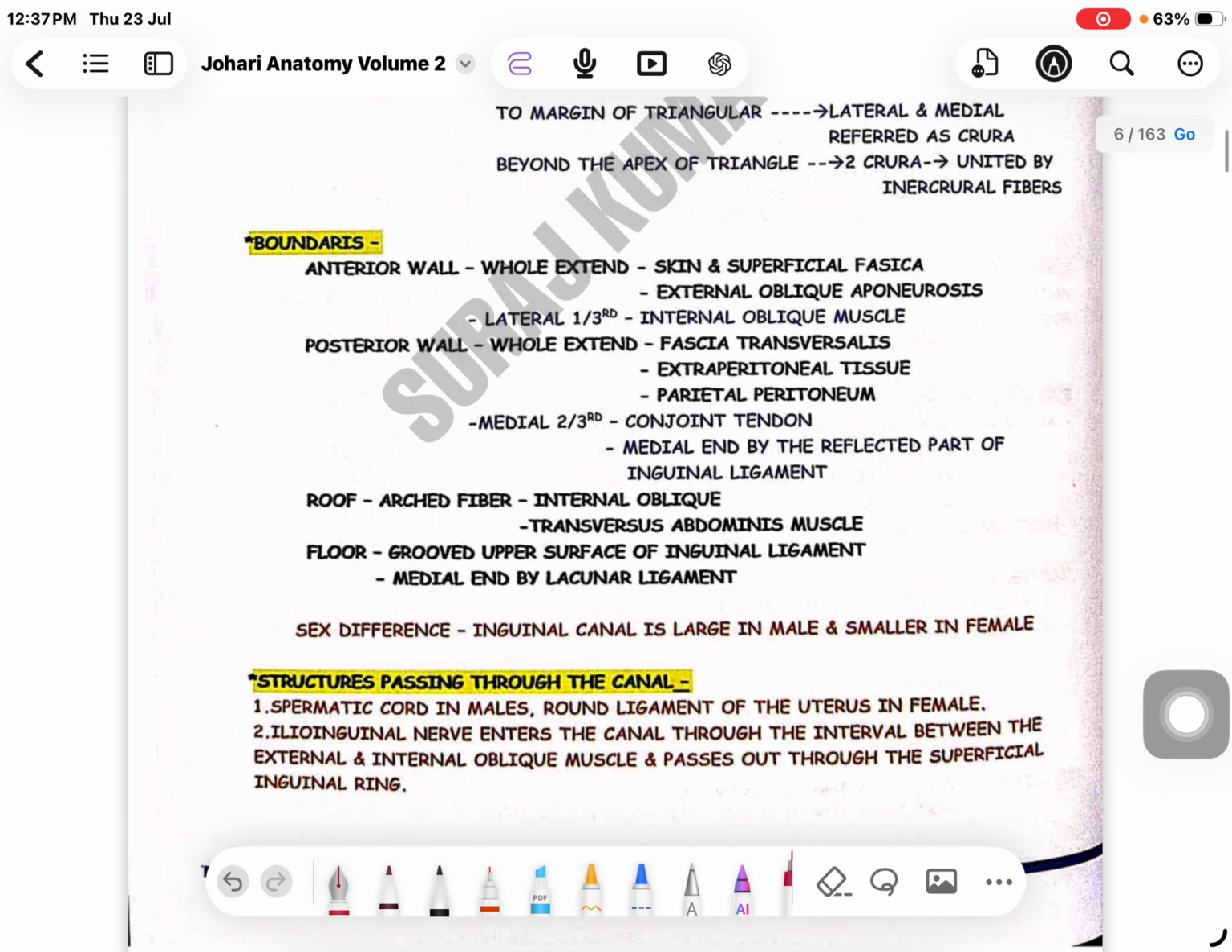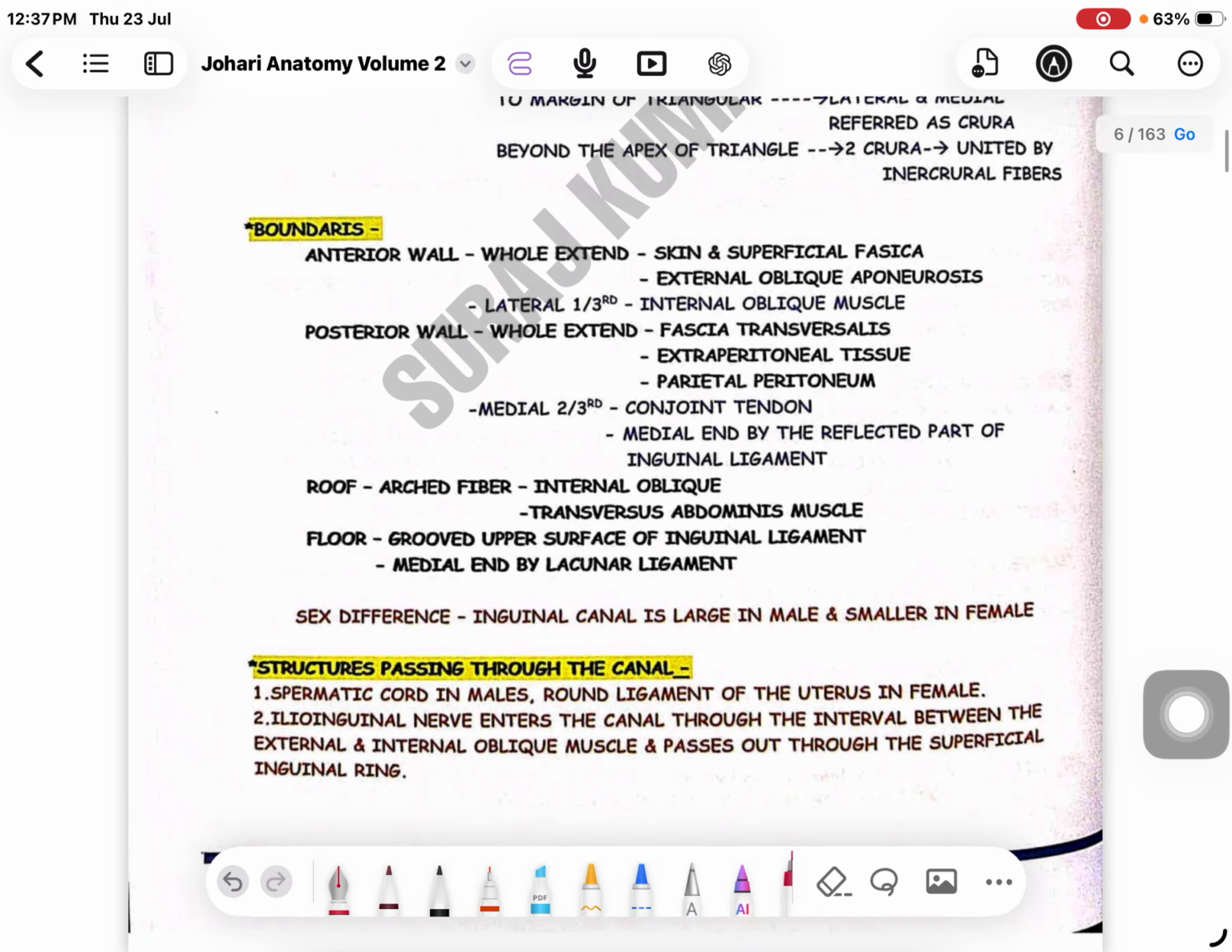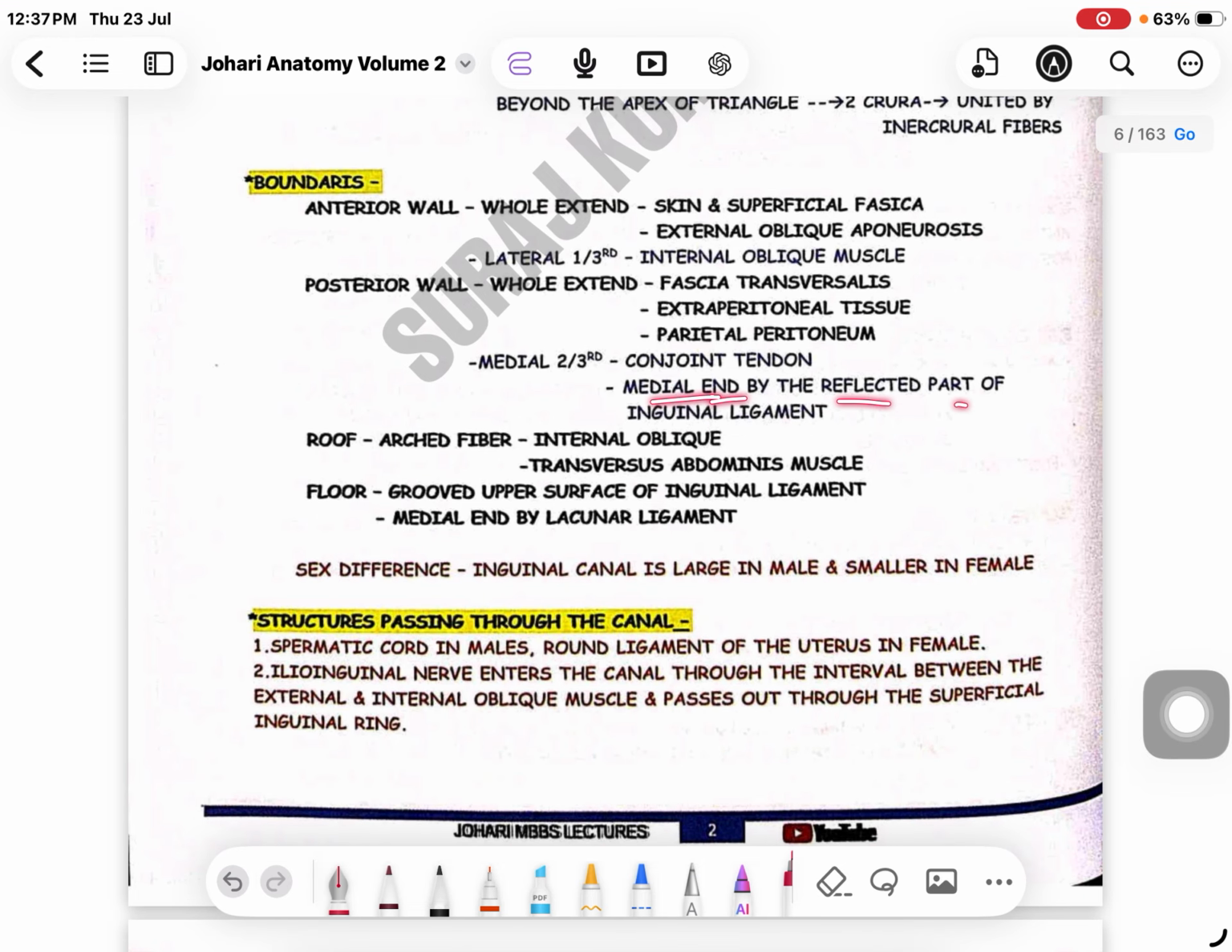So here we saw the anterior wall, we saw the posterior wall. So you just think one thing: in the anterior wall the outer structures will lie, like external oblique aponeurosis. In the posterior wall there will be inner structures like fascia transversalis, and in the lateral one third there is internal oblique. In the middle two third the conjoint tendon will be present there, and the medial end has the reflected part of the inguinal ligament, because the inguinal ligament is also present just below it. So there is a medial end of the reflected inguinal ligament.